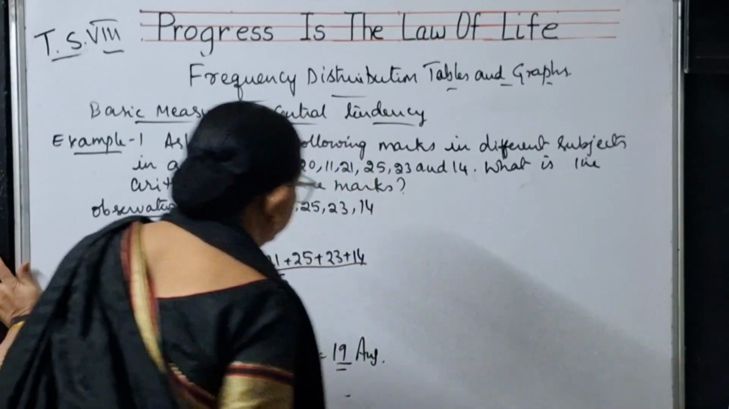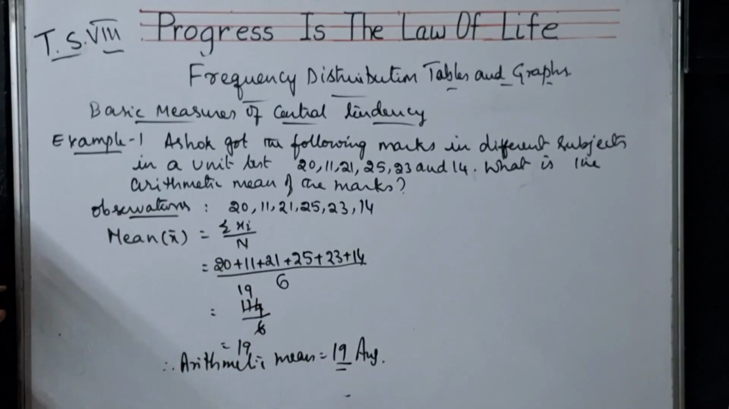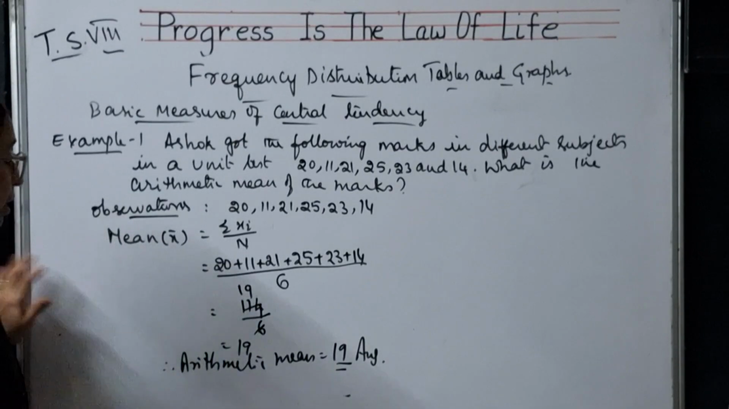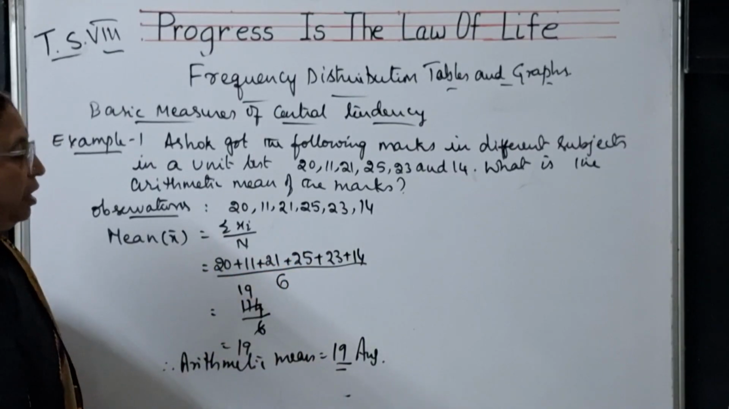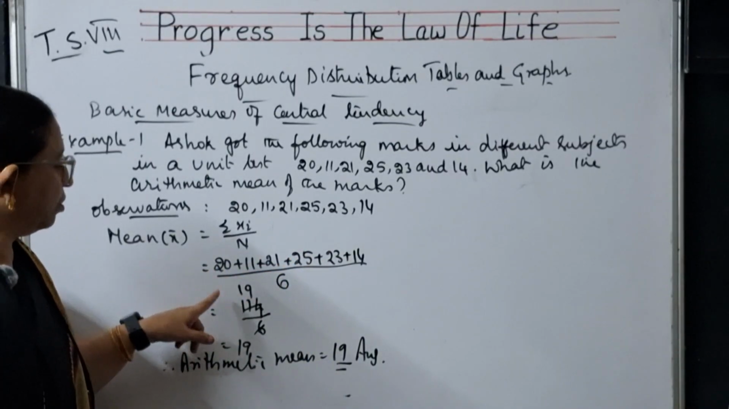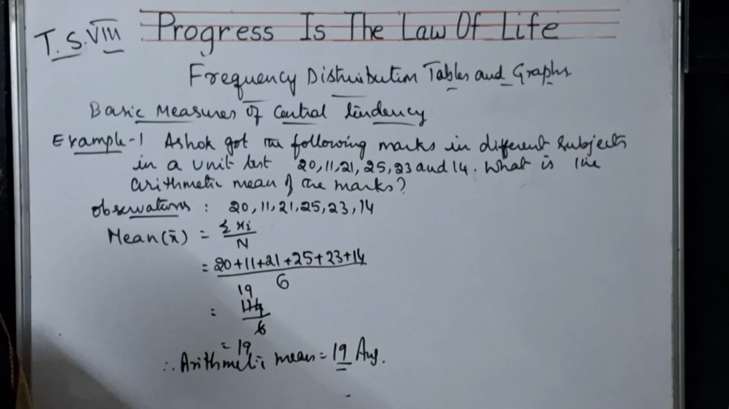These are all very simple sums, children. If you understand, you can do it very easily. Only the thing you should take care of is that addition and division are perfect. If your addition is wrong, the whole answer will go wrong. So try to do it perfectly.